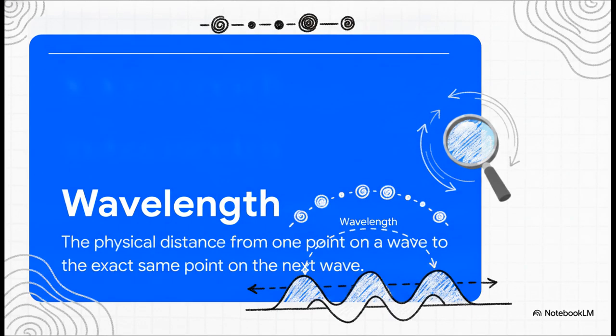Next up, we have wavelength. Simply put, this is the actual physical distance from one point on a wave to the exact same point on the next wave. So if you measure from the very top peak of one wave straight across to the very top peak of the next one, you've just measured the wavelength. It tells us how long one single complete wave cycle is in actual physical space.